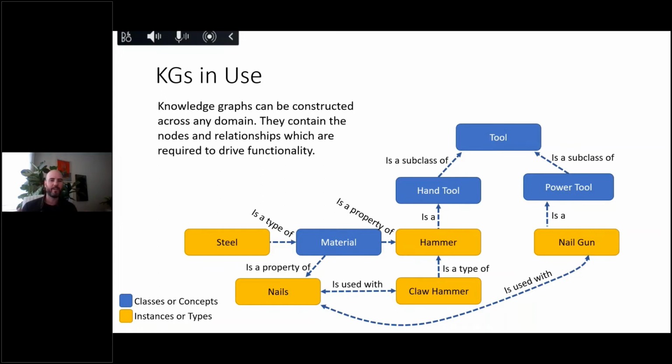You can see also that the knowledge graph allows us to make connections all over. It's a web. So nails are used with a nail gun. They're also used with a claw hammer. A claw hammer is a type of hammer, and it has a material of steel. Nails also have a material, and one of those materials that you can make nails out of is steel. So the knowledge graph is really a web, and it's made to make all the connections which could be used to drive whatever functional requirements you have.